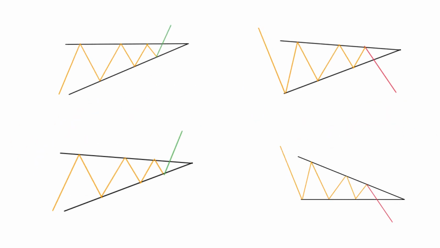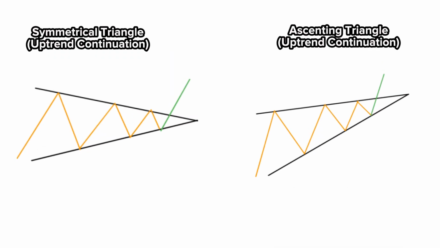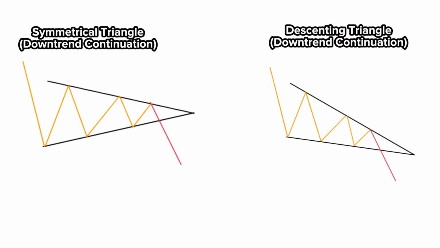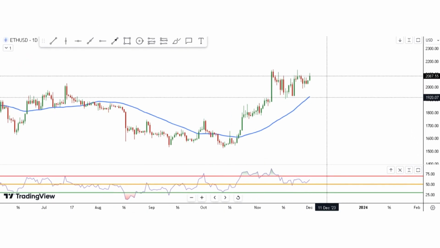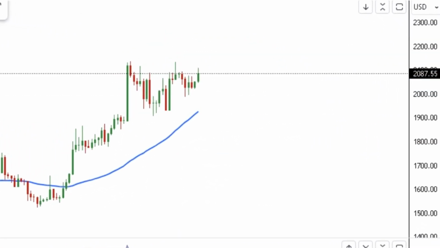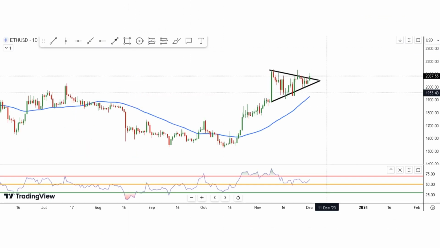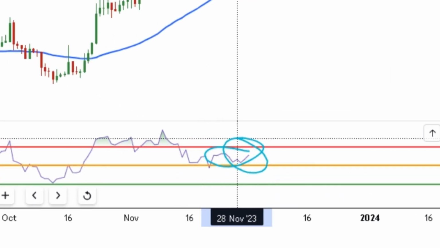Moving on to triangles, they come in ascending, descending, or symmetrical variations. Here are the types of triangles suitable for long positions. And here are the ones you can find in order to go short. Let's have Ethereum as an example again, where we observe a bullish symmetrical triangle pattern. Notice how the price narrows between the 2 trend lines, forming a triangle shape. We can consider entering the trade after the breakout, especially while the RSI gains momentum and approaches the 70 level.